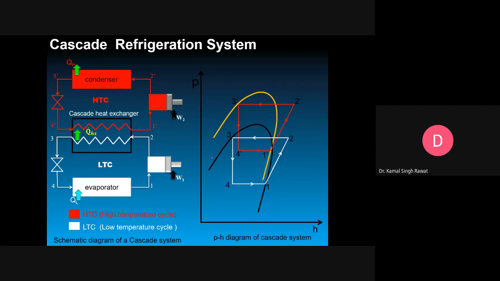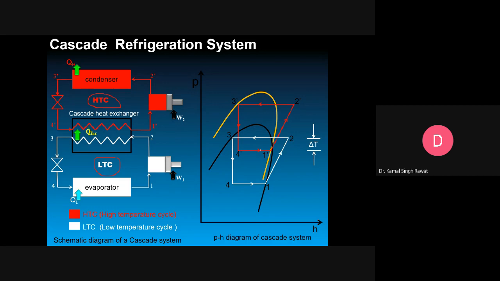So to absorb this heat, there must be a temperature difference. Since this lower temperature circuit has to reject this heat, it must be at a higher temperature than this evaporator temperature. So there must be a temperature difference for the heat transfer. This lower temperature circuit has to reject its heat, and this higher temperature circuit will absorb this heat. So the temperature of this low temperature circuit will be higher than this point. So there is a temperature difference, and this temperature difference should be maintained at least 5 degrees centigrade.